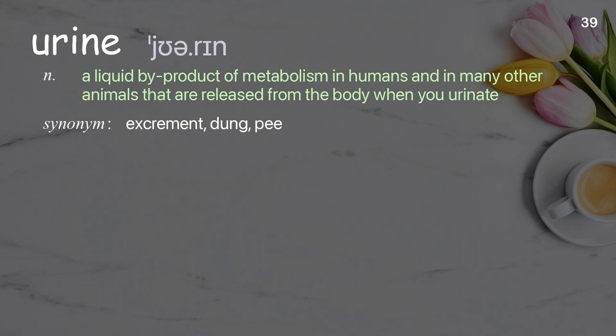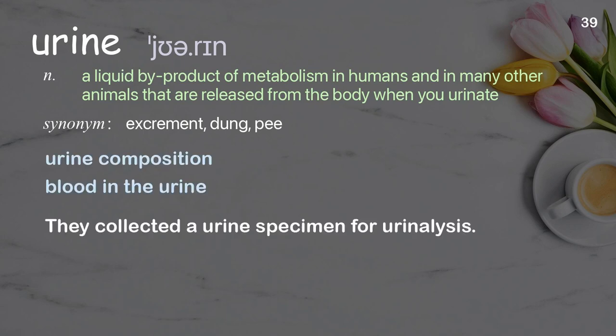Urine. A liquid byproduct of metabolism in humans and in many other animals that is released from the body when you urinate. Examples. Urine composition. Blood in the urine. They collected a urine specimen for analysis.